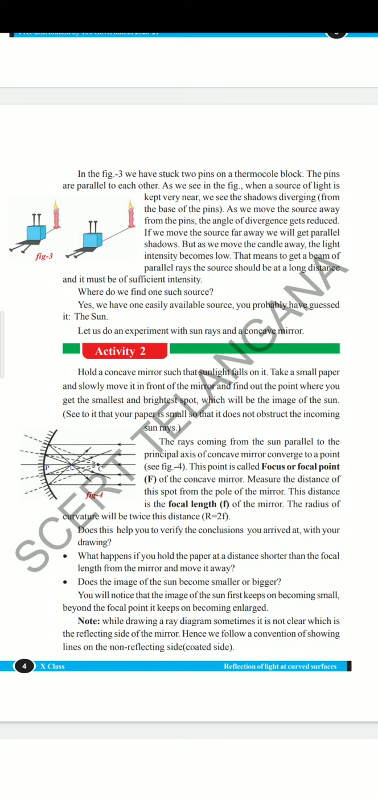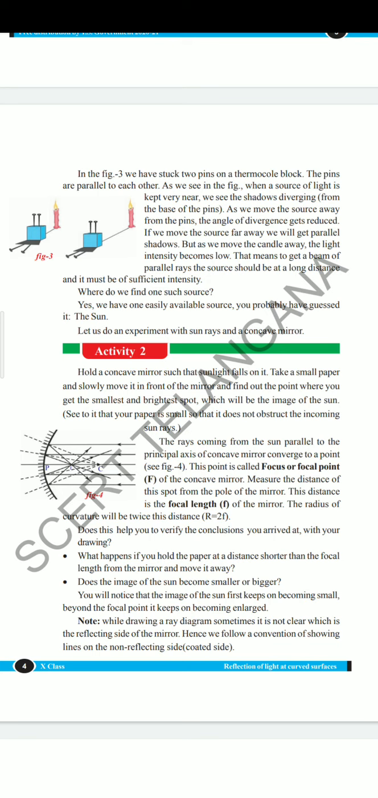As we see in the figure, when a source of light is kept very near, we see shadows diverging from the base of the pins. As we move the source away from the pins, the angle of divergence gets reduced. If we move the source far away, we will get parallel shadows. But as we move the candle away, the light intensity becomes low. That means to get a beam of parallel rays, the source should be at a long distance and it must be of sufficient intensity. Where do we find one such source?